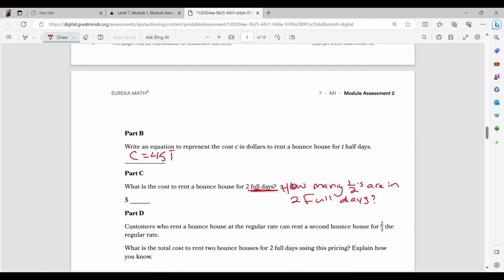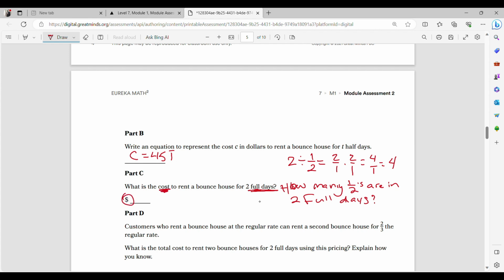This is how you should have annotated and asked yourself the question, how many half days do I have in 2 full days? How would we figure that out? We would do 2 divided by a half to figure out how many halves are in 2 fulls. Keep change flip. 2 over 1 times 2 over 1 equals 4 over 1, which equals 4. Answer is, make sure you understand the question though.